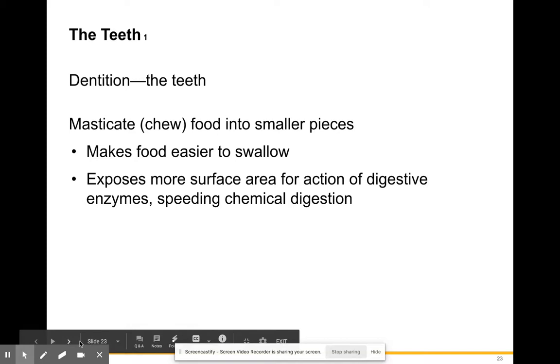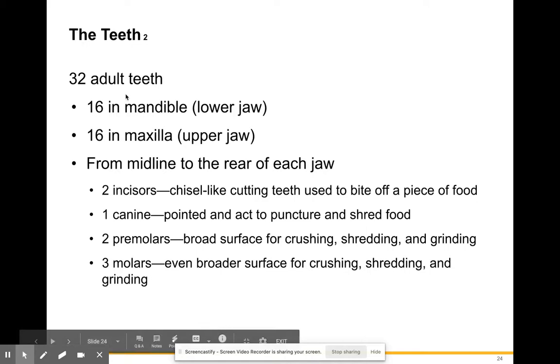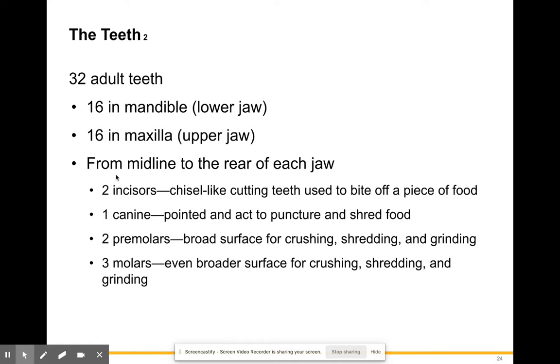Okay. Let's talk about our teeth. We have 32 adult teeth, 16 in the bottom jaw or the mandible, 16 in the maxilla or your upper jaw. If we're talking from the midline to the rear, we're going to start in the middle of the mouth and then work our way left and right. Okay, we have two sets of incisors. We have one set of canines. We have two sets of premolars. And we have three sets of molars.